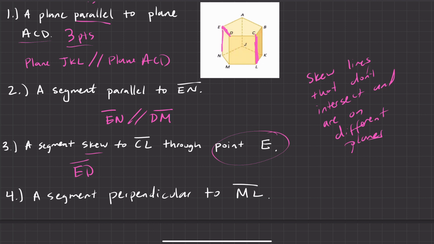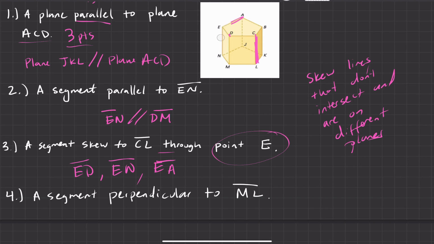Or you can say segment EN, that's skew to segment CL, or segment EA, that's skew to segment CL here. So yeah, those are the answers. As long as it contains point E, then you're fine.